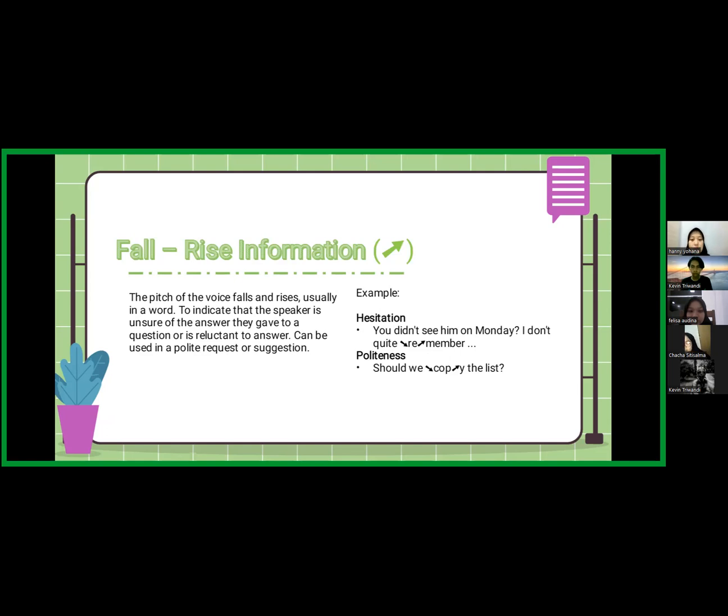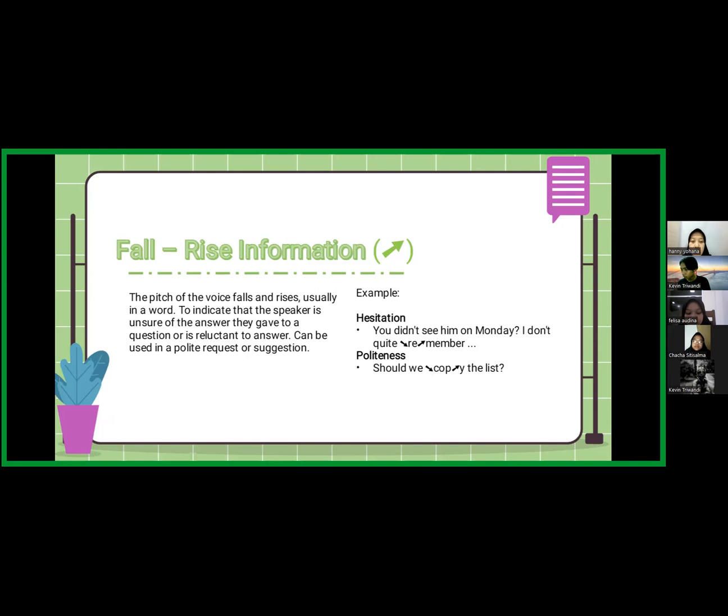And the next, question tags that show uncertainty and require an answer, real questions. For example, you're a new student, aren't you? And the view is beautiful, isn't it? And next, rise-fall intonation. The intonation rises and then falls.